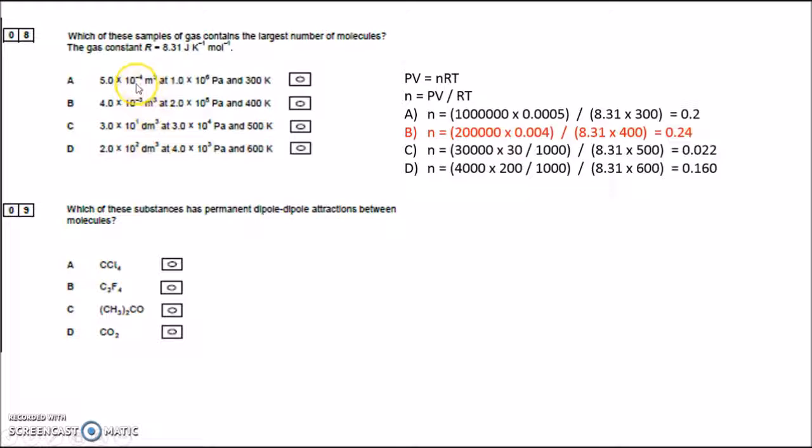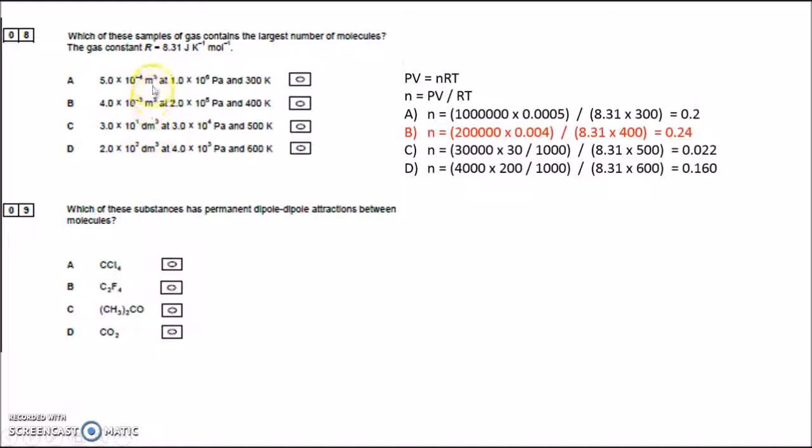However, look at some of these. A and B, the volume is in meters cubed, and that's correct, whereas these ones, C and D, it's in decimeters cubed. So I need to get everything into meters cubed. So how do I turn decimeters cubed into meters cubed? Well, the answer is that I've got to divide by 1000.